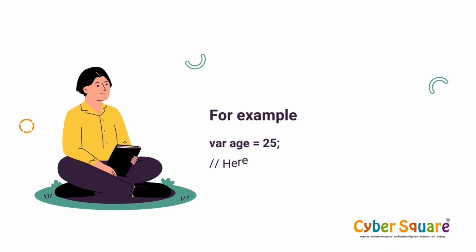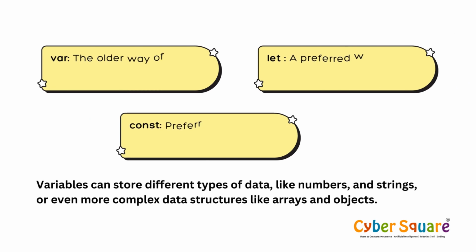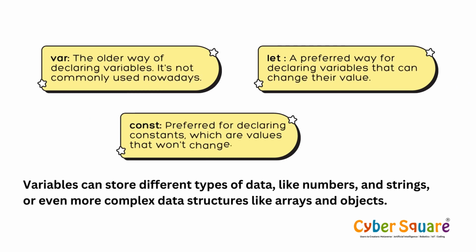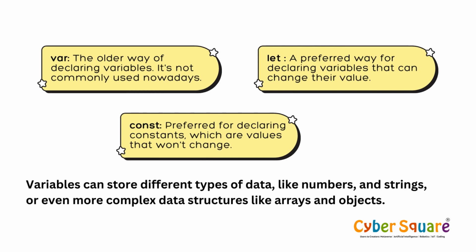For example, var age = 25. Here, age is a variable storing the value 25. We can declare variables using keywords like var, let, or const. Here's a simple breakdown. Var, the older way of declaring variables. It's not commonly used nowadays. Let, a preferred way for declaring variables that can change their value. Const, preferred for declaring constants, which are values that won't change.